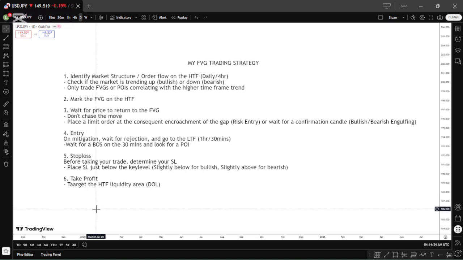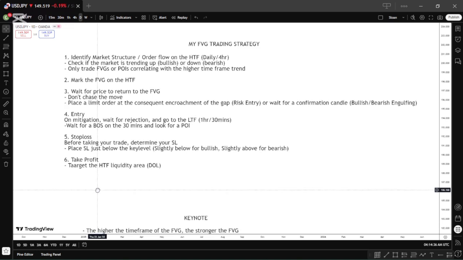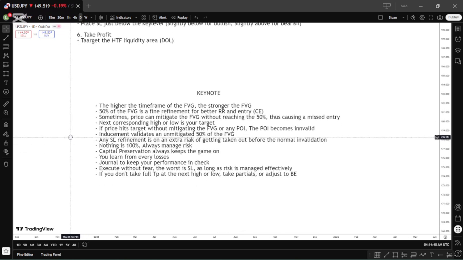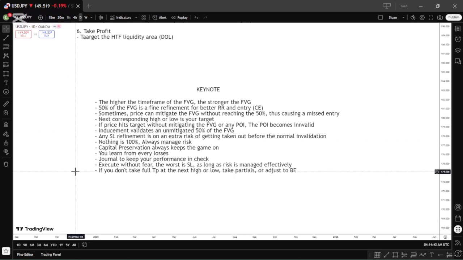All right, so know when to get into a trade and know when to get out of a trade. There are a few keynotes to look into to observe when taking these entries. I personally take them as guidelines that I need to follow to have a very successful trade. The first one is: the higher the time frame of the fair value gap, the stronger the fair value gap.